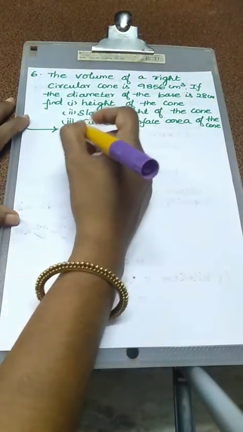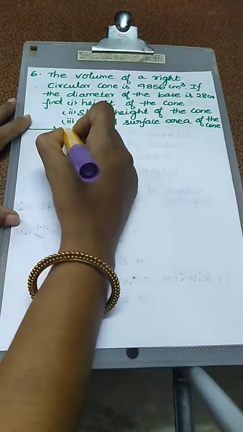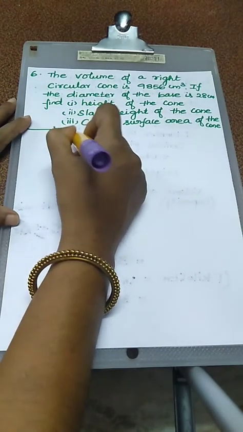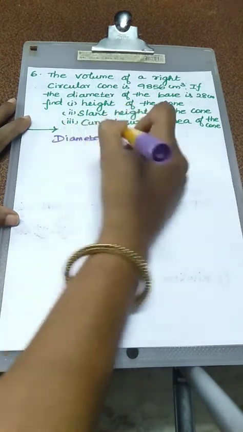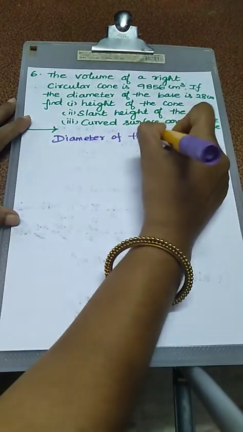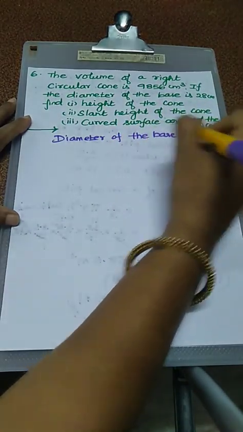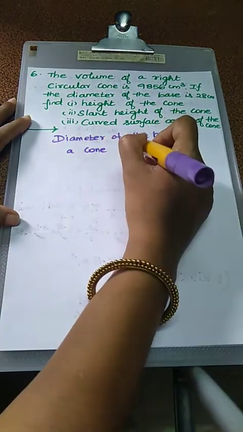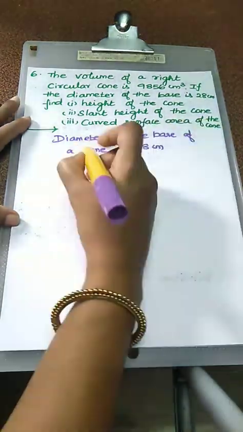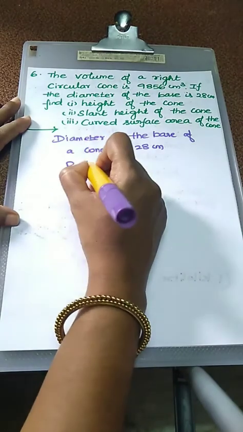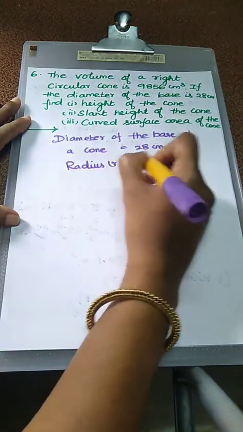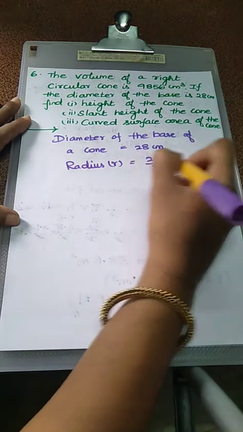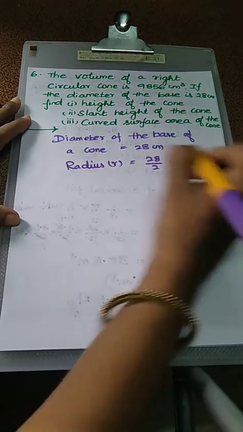What is given in this question? First one, diameter of the base of a cone. What is the value? 28 centimeter. So take the value. Diameter of a cone is equal to 28 centimeter. So what is the radius of a cone? Radius is equal to half of that value. So 28 by 2 is equal to 14 centimeter.